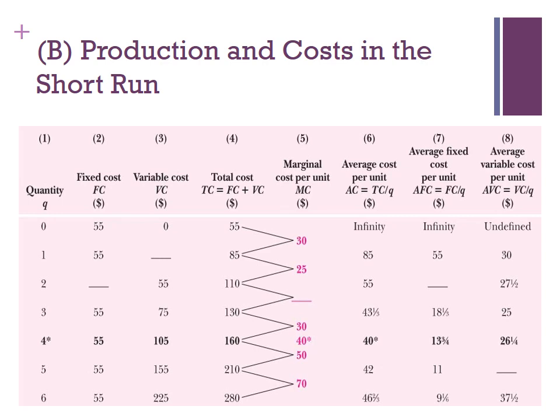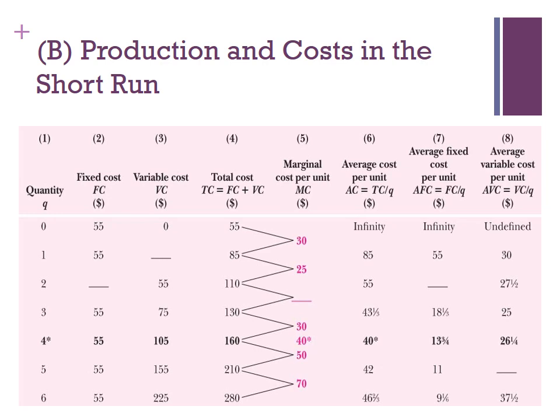Here we have different columns. Column number one, quantity, then fixed cost, variable cost, total cost, marginal cost per unit, average cost per unit, average fixed cost per unit, and finally average variable cost per unit. Observe that each concept is calculated using a formula. Total cost is fixed plus variable. Marginal cost is the change in total cost divided by the change in quantity produced. Average cost is total cost divided by quantity produced. Average fixed cost is fixed cost divided by quantity produced, and average variable cost is variable cost divided by quantity produced.